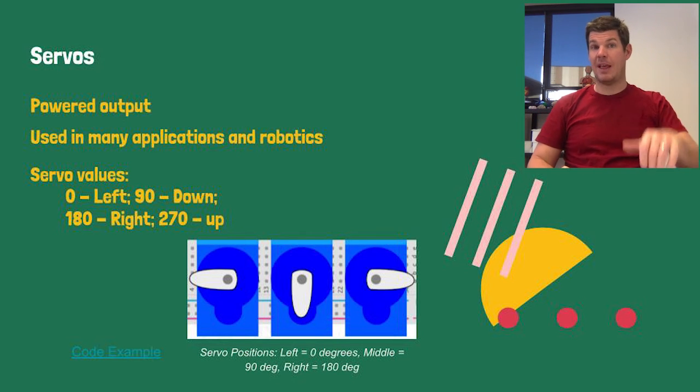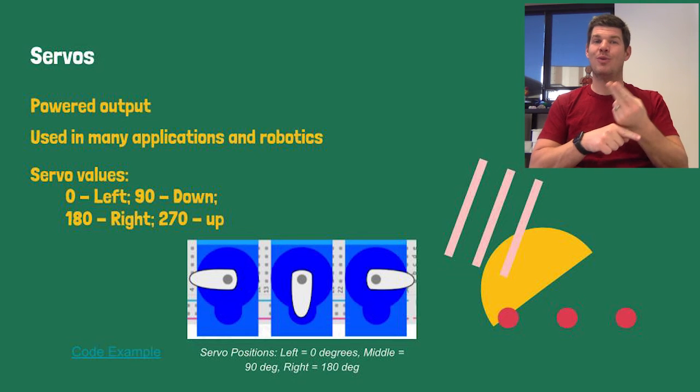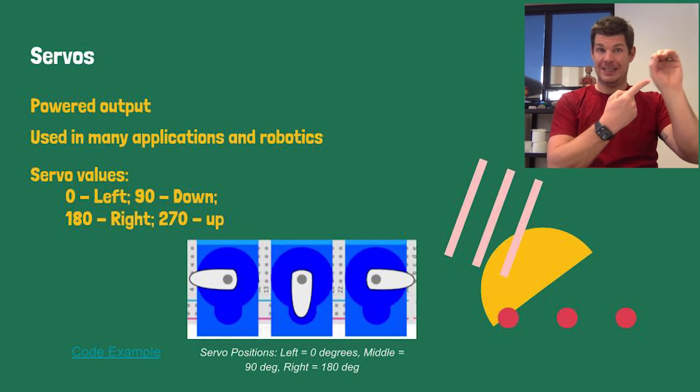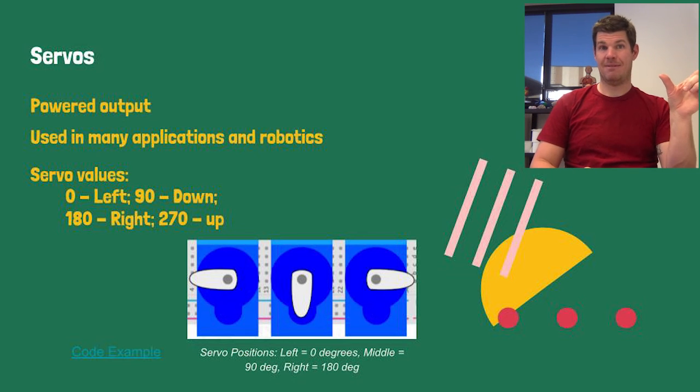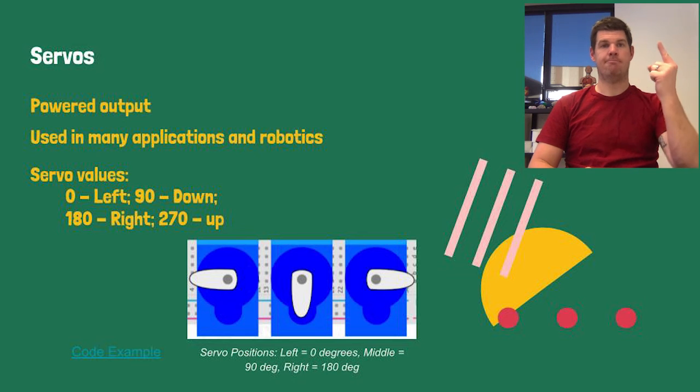And then it's good to know that at least for the servos, the way that the microbit has it set up, a value of 0, so when we send 0 to the servo, it will be pointing to your left. 90 will be pointing straight down. 180 will be pointing to the right. And then 270 will be pointing straight up. Right? So if you think of it as a full 360 circle.